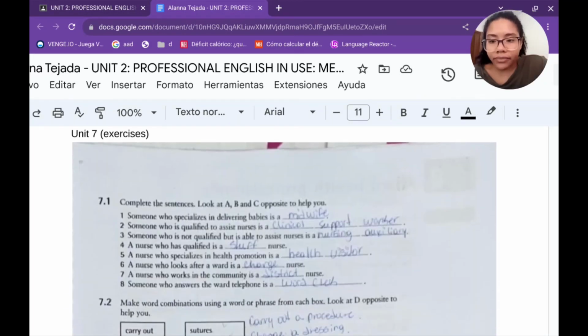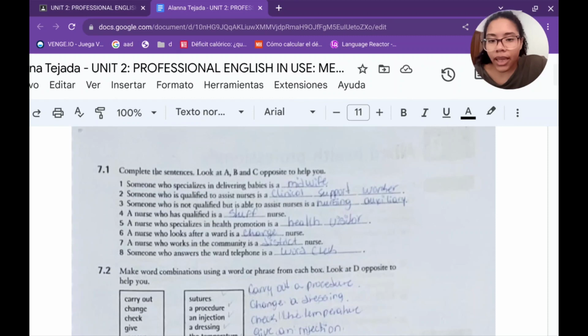Unit 7. Complete the sentence. Look at A, B, and C opposite to help you. Someone who specializes in delivering babies is a midwife. Someone who is qualified to assist nurses is a clinical support worker. Someone who is not qualified but is able to assist nurses is a nursing auxiliary. A nurse who is qualified is a staff nurse.